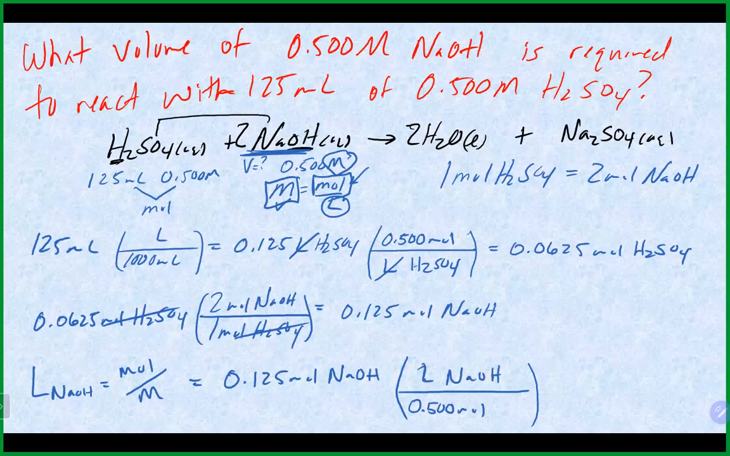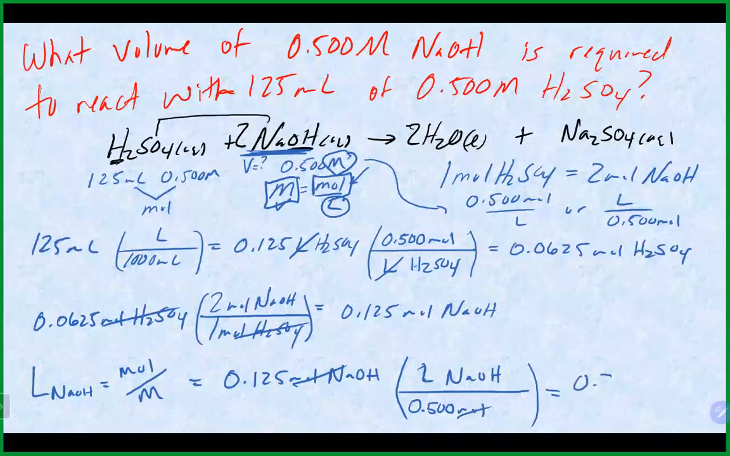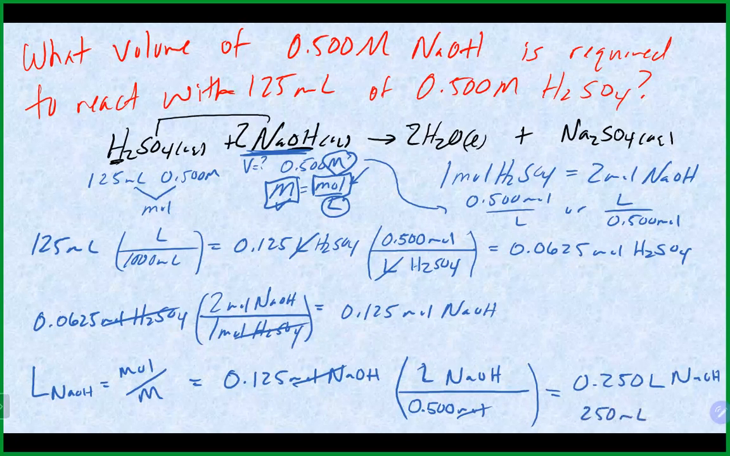In this case, we do want to put the moles on the bottom so that they cancel. And again, we can use this in either way, really, moles per liter, or a liter is 0.5 moles. The moles will cancel, and we will end up with here 0.250 liters of sodium hydroxide, which if you multiply by 1,000 is 250 milliliters of sodium hydroxide. Okay.